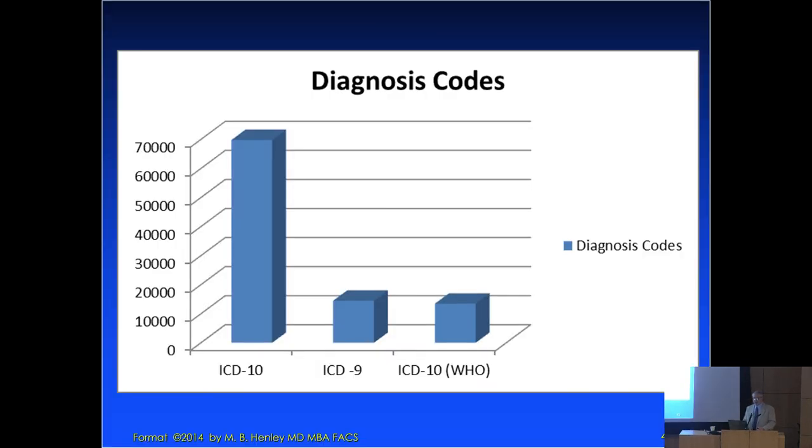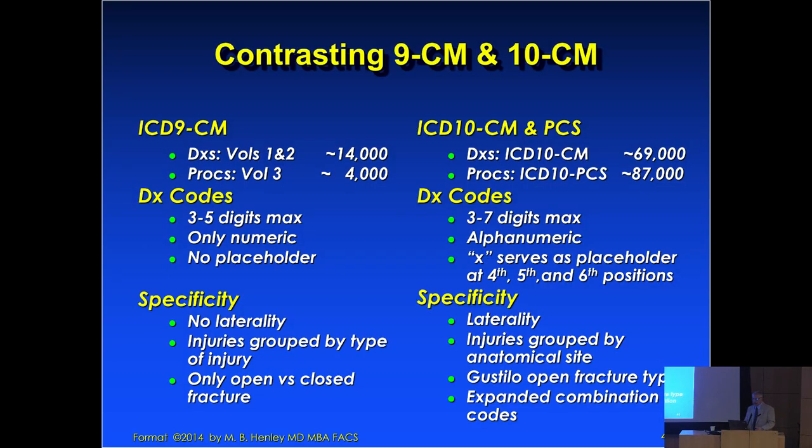However, one of the things of note is that if you look at the ICD-10 column of nearly 70,000 codes in the US, the rest of the world is not using quite a robust code set. That's because we're using the clinical modification version, which is designed only for the US. So when we look at implementation in other countries, it's not nearly as complex as it is in the US. Don't ask me why. So let's contrast ICD-9 and 10.